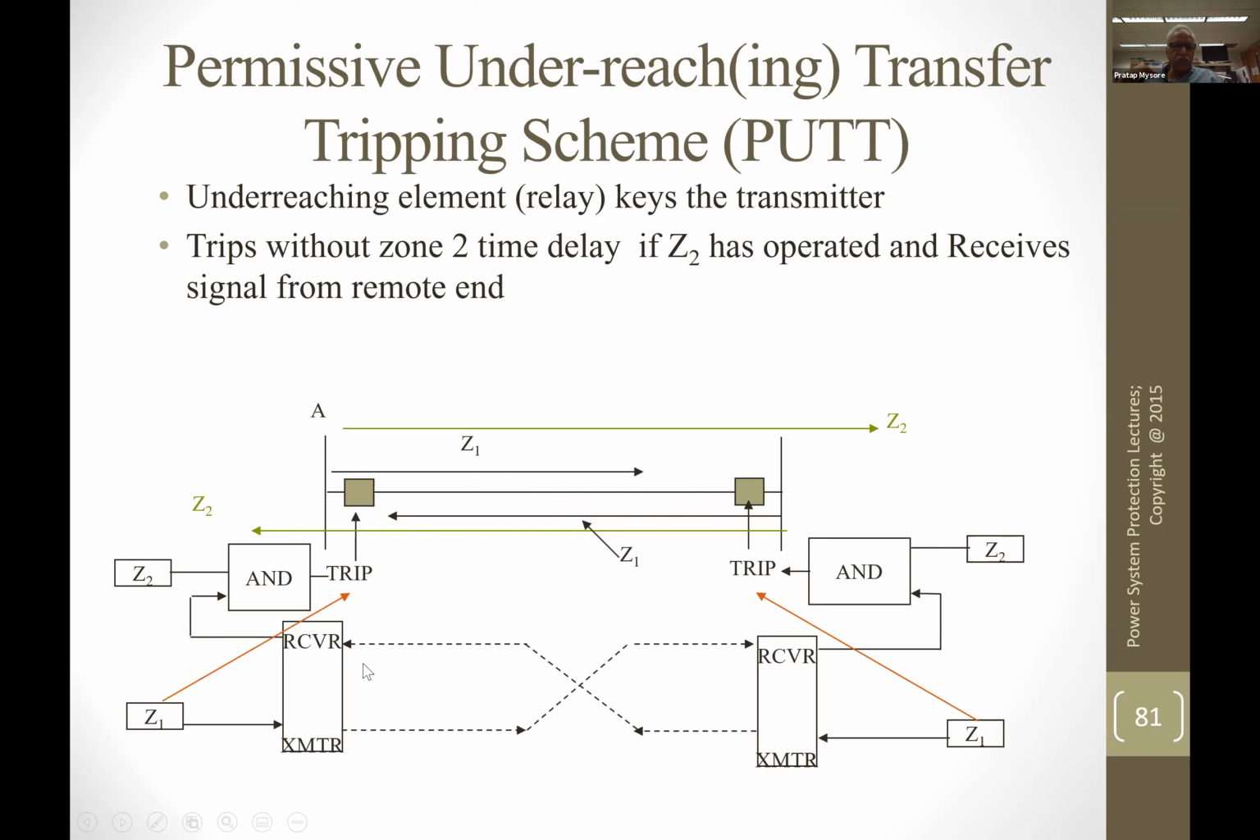Suppose we don't receive this, what happens for a fault here? The relay trips after the 15 cycle time delay. So essentially, with this scheme, with the direct underreach transfer trip or permissive underreach transfer trip, faults from 0 to 100% are cleared without any time delay. The only time delay that we are looking at is the channel transmission time, signal transmission time from one end to the other end. We don't have to wait for the 15 cycles zone 2 time, but it is reduced drastically depending on the channel we are using for communication.